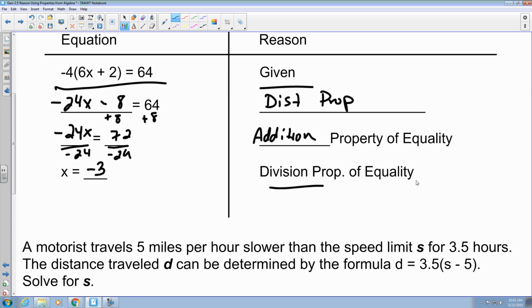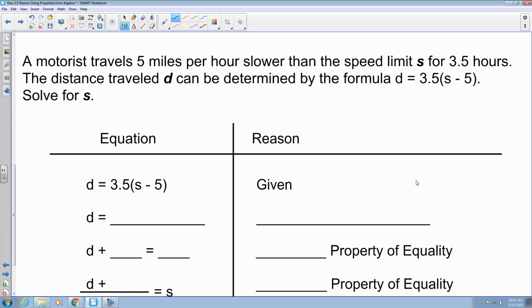Okay, so here we have ourselves kind of a story problem, but they also want us to write in a proof. It says a motorist travels 5 miles per hour slower than the speed limit S for 3.5 hours. The distance traveled d can be determined by the formula d equals 3.5 times the quantity of s minus 5. They're asking us to solve for s.